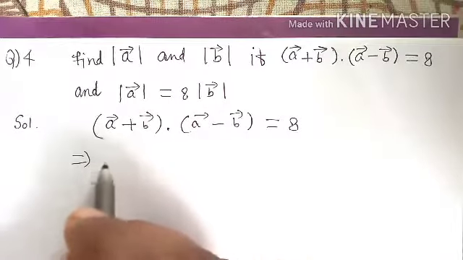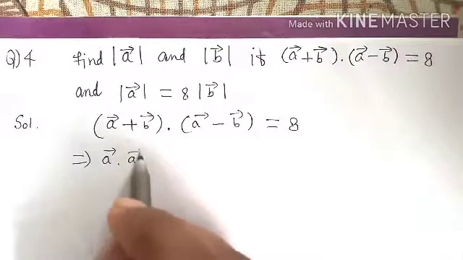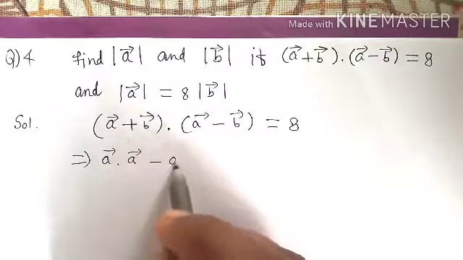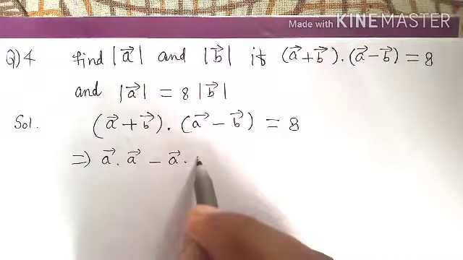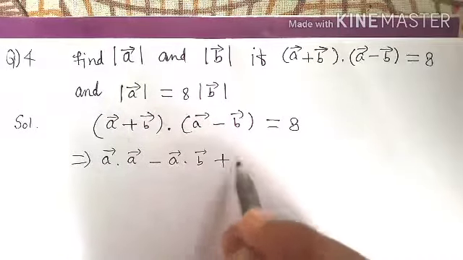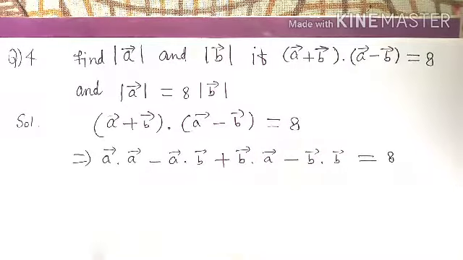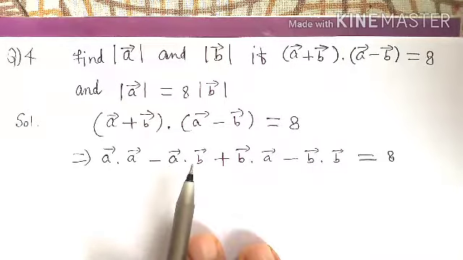Vector A dot vector A minus vector A dot vector B plus vector B dot vector A minus vector B dot vector B is equal to 8. This is used due to the distributive property.